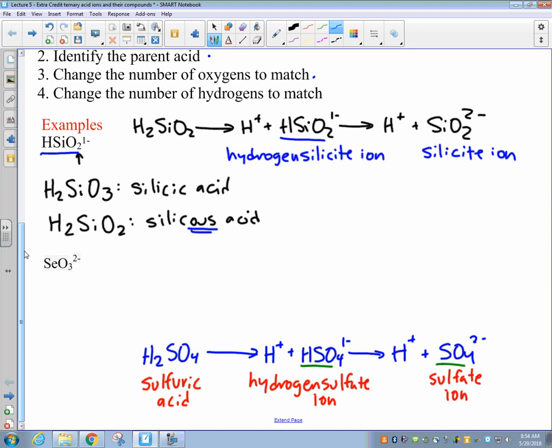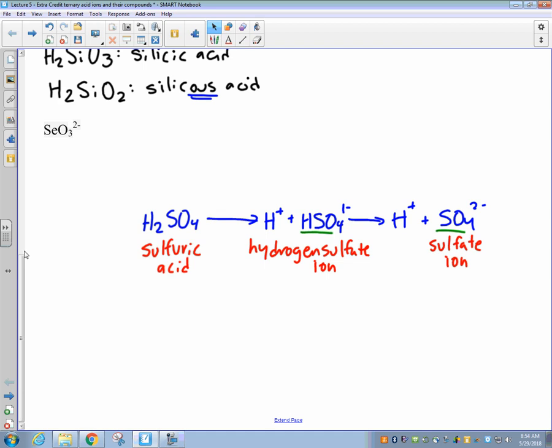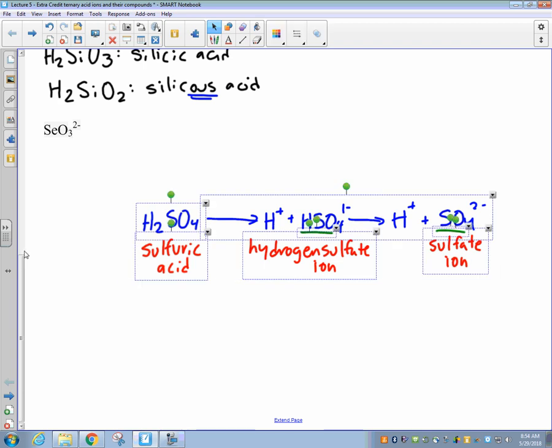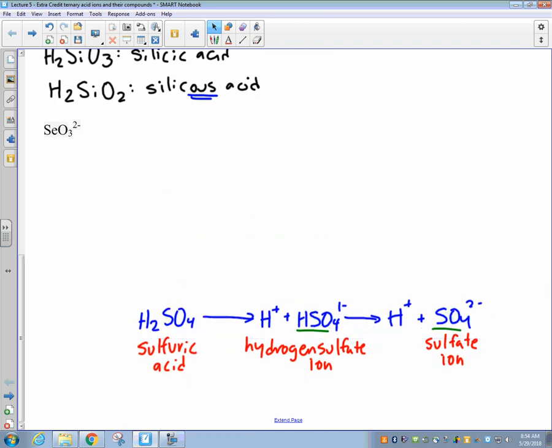Let's do one more example right here. The species listed now is SeO3 2 negative. Having a look at the species SeO3 2 negative, again, we need to start by identifying the parent acid off of your sheet. The parent acid here is H2SeO4, and that acid is selenic acid.